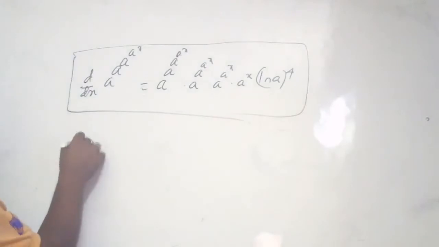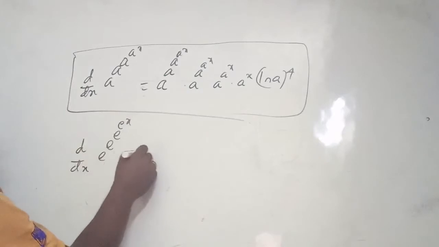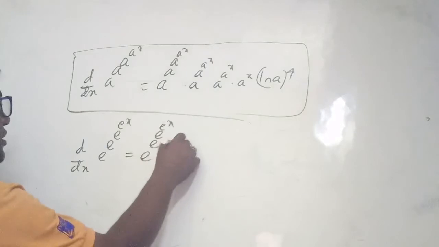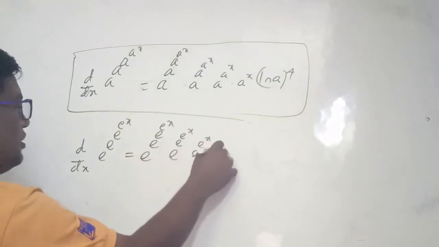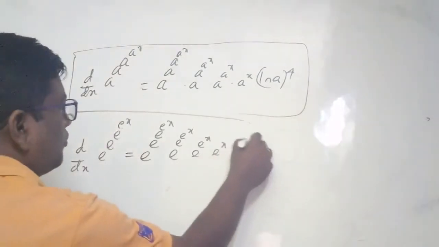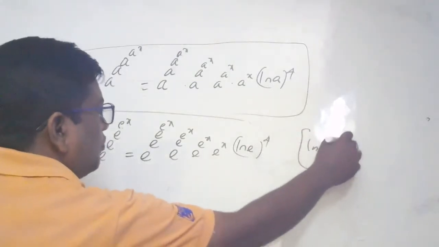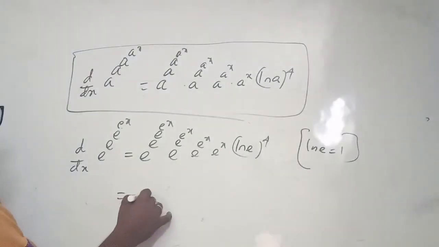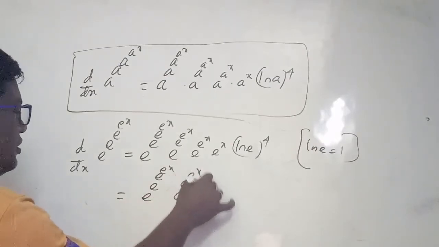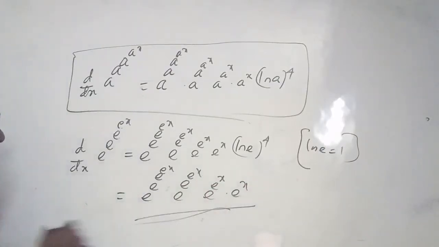Then suppose d by dx of e to the power e to the power e to the x. This is equal to what? E to the power e to the power e to the power e to the x. 3 e's, then 2 e's, then single e to the x. 1 2 3 4, ln e to the power 4. This, what is ln e? Ln e equal to 1. So this is equal to what? E to the power e to the power e to the power e to the x, e to the power e to the power e to the x, e to the power e to the x, and this e to the x. This is your answer.